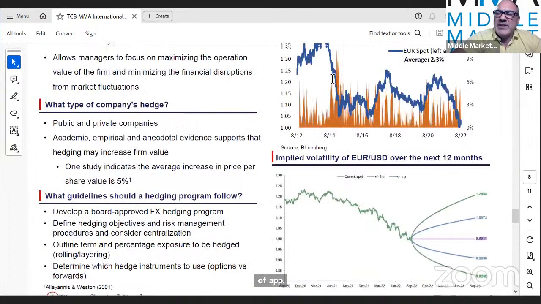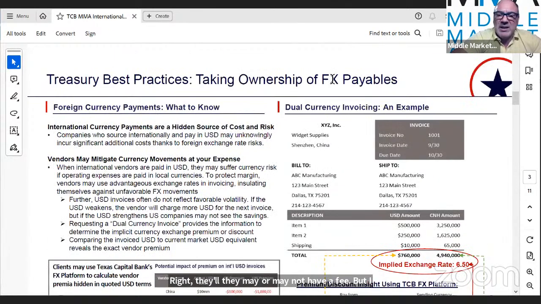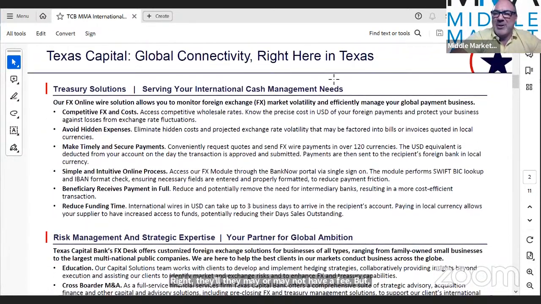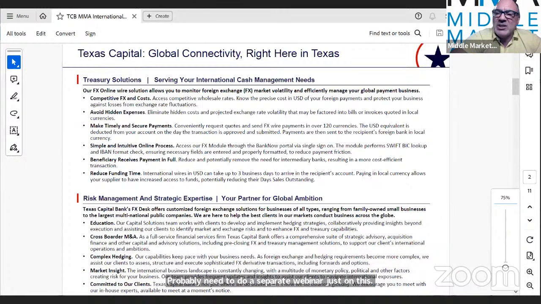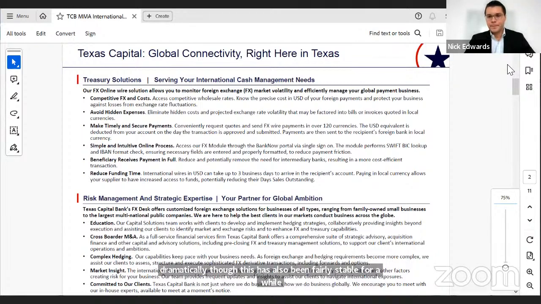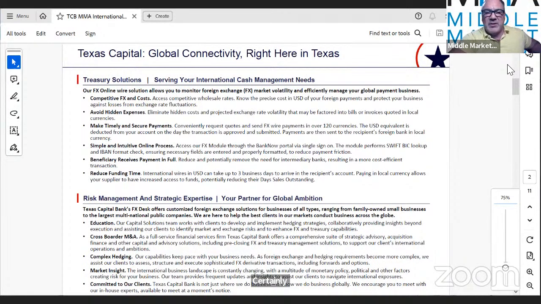But things can get really complicated really quickly, which is why I don't blame Nick and the bank for not wanting to jump in here. Probably need to do a separate webinar just on this. I'm going to say, generally, in my experience, when that money transfers to pay an invoice, there shouldn't be. Okay, notice what I said, right? I gave you a very specific example, and these things can change, sometimes suddenly and dramatically, though this has also been fairly stable for a while. Certainly, I don't want to go too far on this because it really is worthy of a whole separate webinar, and I don't want to take us too far off topic.